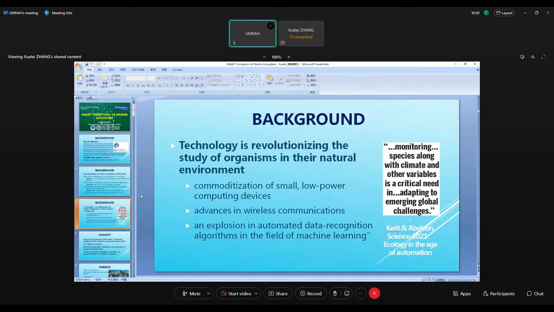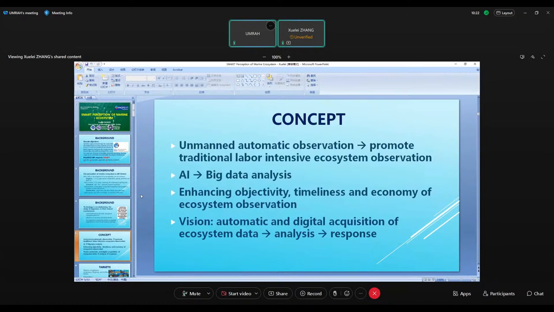So the smart perception of marine ecosystem primarily uses unmanned automatic observation to promote the traditional labor-intensive ecosystem observation, and uses artificial intelligence to promote big data analysis and to enhance our observations and studies' objectivity, timeliness, and economy.